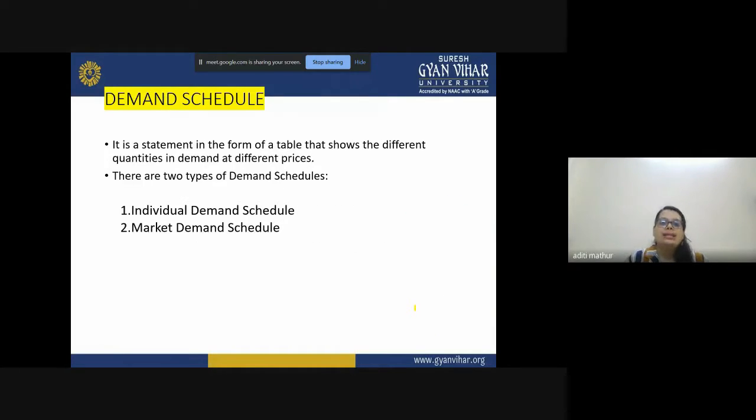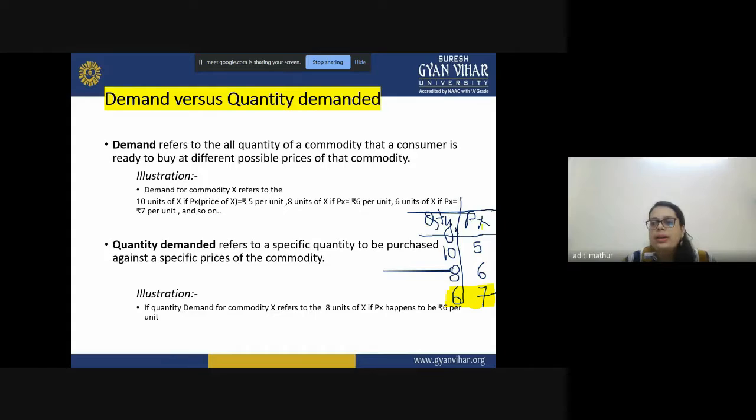Now let us understand what we mean by demand schedule. We all know what a schedule is. A schedule is a table. In the same way, a demand schedule is a statement in which you write all the quantities demanded at the different price levels, right? So actually, the table which I have drawn over here is your demand schedule. Why demand schedule? Because I have mentioned all the quantities which I can buy at the different price levels.